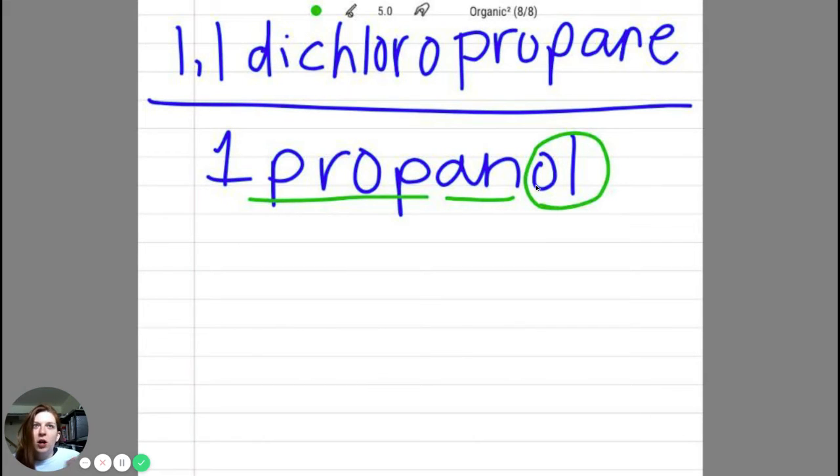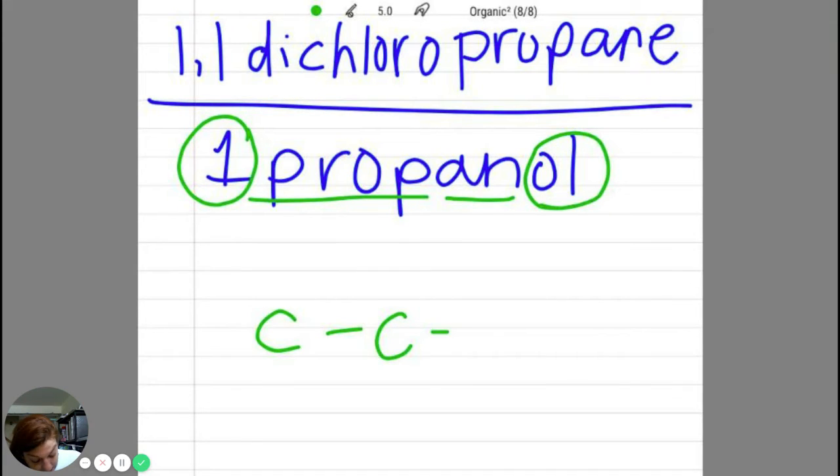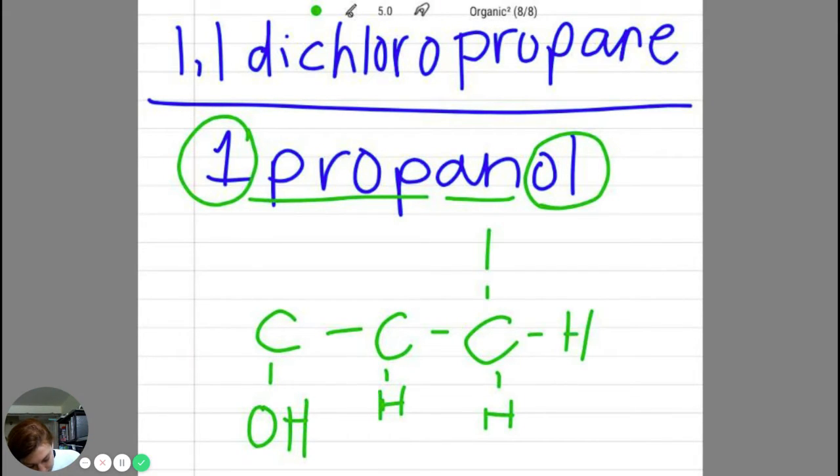And this is why we love table R, because it's going to show us an example of what actually we're looking at. So this is actually saying that I have an OH on the first carbon of a 3-carbon single bonded chain. So the prop is telling me I have 3 carbons. The an is short for ane. It's telling me that all these carbons have single bonds. And then on my first carbon, I have an alcohol group or an OH group. And then I would fill up the rest of this with hydrogens. And that is what my molecule would look like. And that's it.